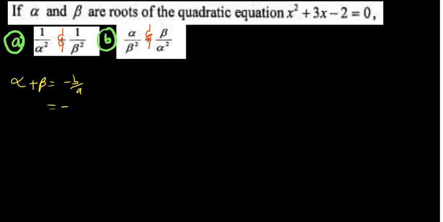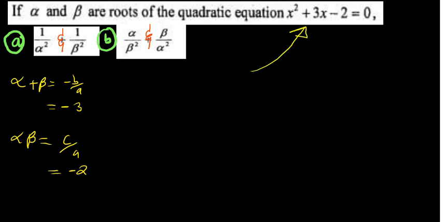That will be negative b over a, which is negative 3 over 1, so that will just be negative 3. And then find alpha times beta, which is given by c over a. C is negative 2, a is 1, so that will just be negative 2. Okay, this is the sum and product of this equation.